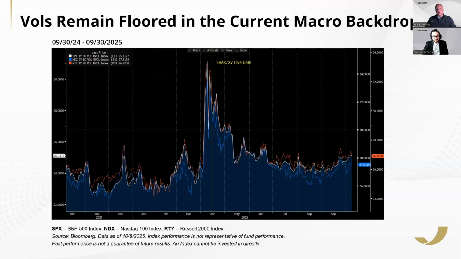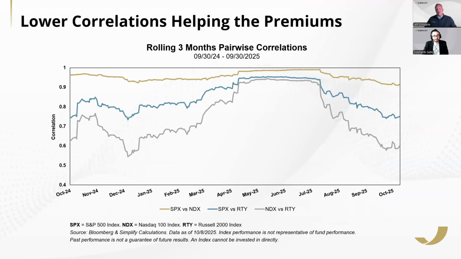So let's pivot real quick, Sid, to the correlations and how that impacts how we think about SBAR. Absolutely. And again, I would highlight back to the two points. How are we enhancing the returns of autocallables? I think another one of the features that you mentioned was worst-of.